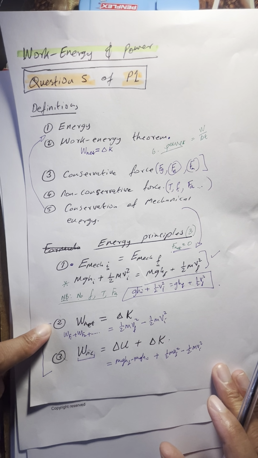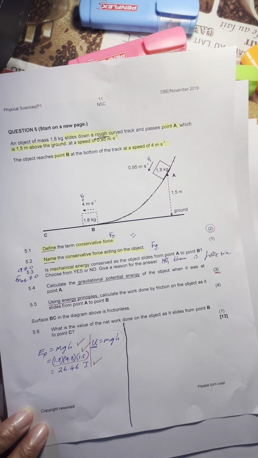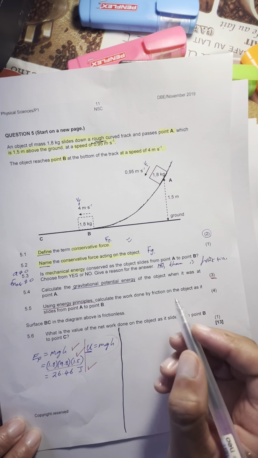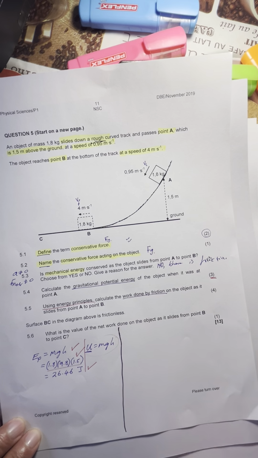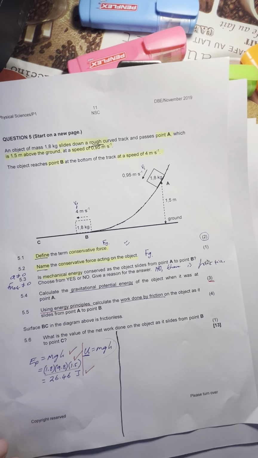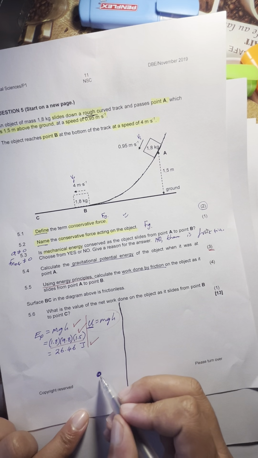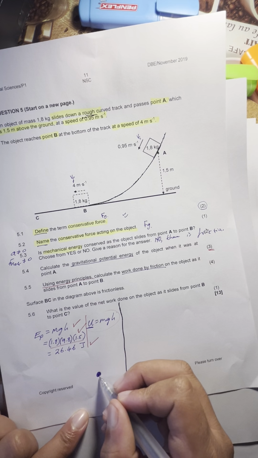So let's use an energy principle on the side here to calculate the work done by friction on the object as it slides from point A to point B. So now we need the following. Number 1, we should know how many forces act on the object. Let's draw a free body diagram. Free body diagram is very important, grade 12.